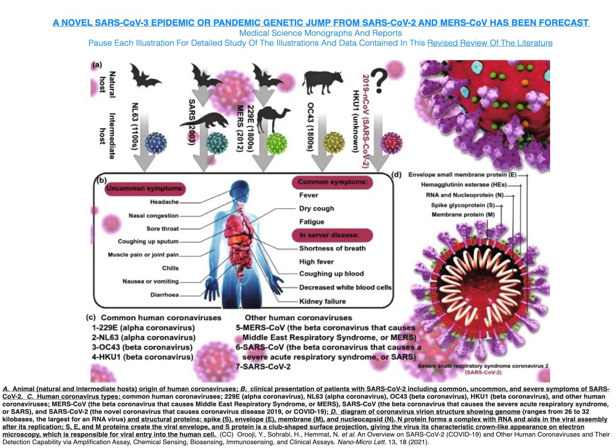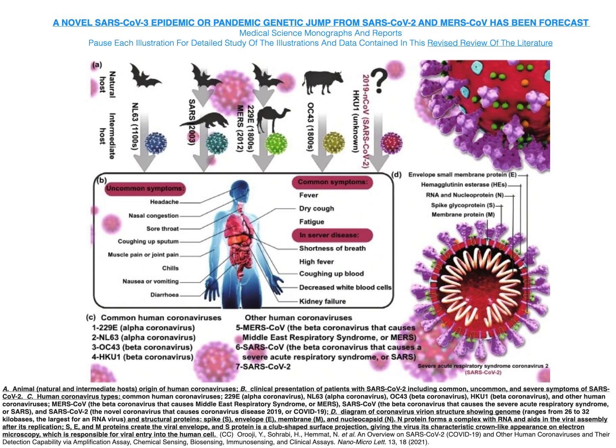B. Clinical presentation of patients with SARS-CoV-2, including common, uncommon, and severe symptoms of SARS-CoV-2. C. Human coronavirus types, common human coronaviruses, alpha coronaviruses, beta coronaviruses, and other human coronaviruses.